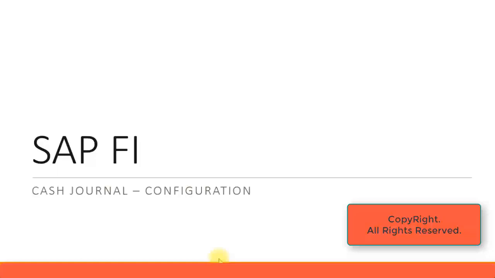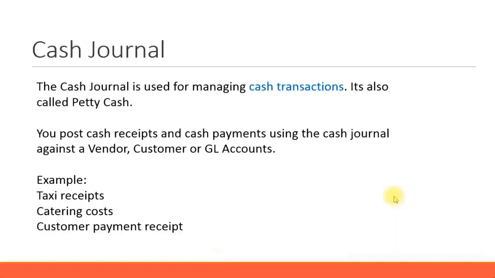Let's look at configuring the cash journal in SAP Financial Accounting. The cash journal is used to manage cash related transactions. It's sometimes also referred to as petty cash. You can post cash receipts and cash payments using the cash journal for vendors, customers or GL accounts.